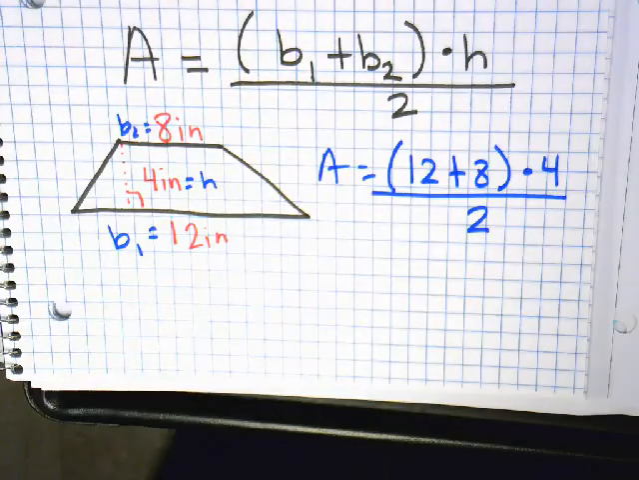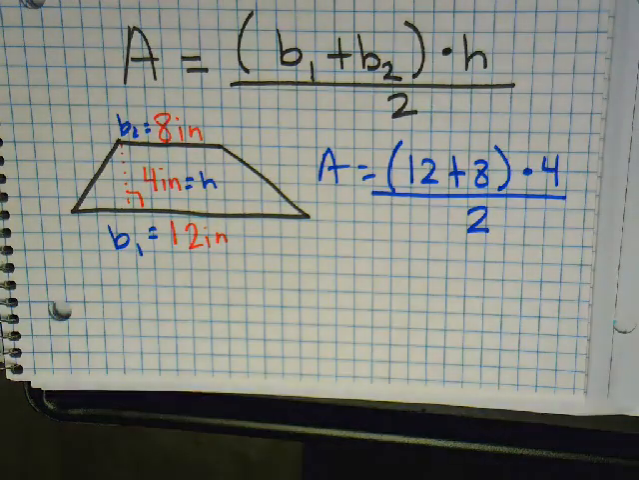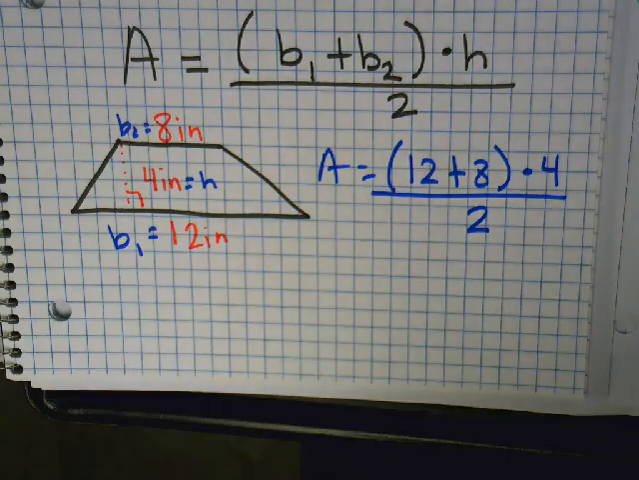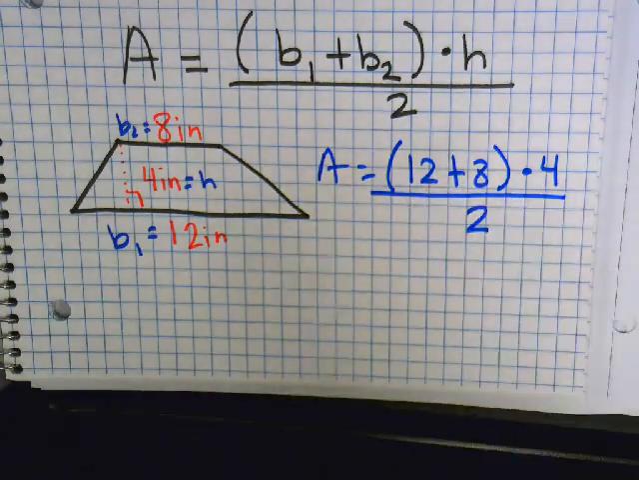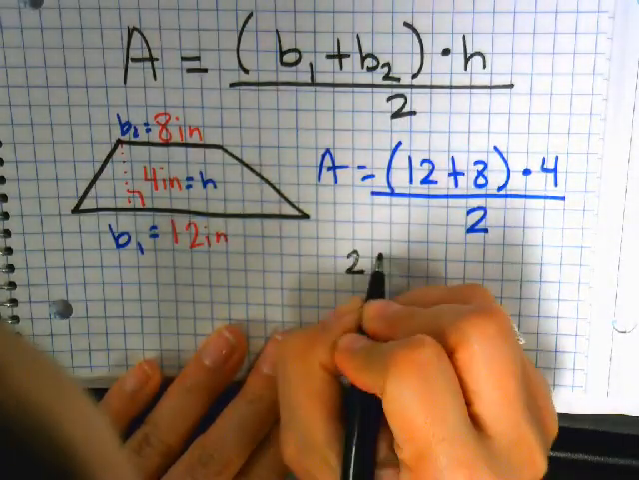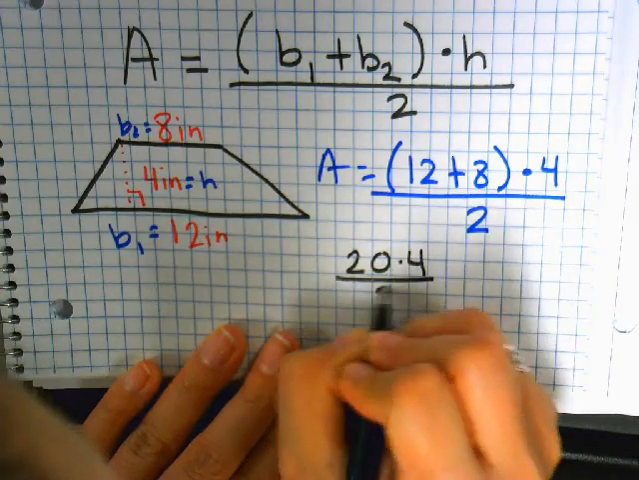2. Okay, so the first thing, the most important thing, in my opinion, is can you plug in the numbers in the correct spot? So I plugged in the 12 and the 8 inside and then the 4. Will I get a different answer if I put them in the wrong spot? Yeah, you will. All right, so what math do I have to do first? Parentheses, which means I have to add. All right, so let's add. What's 8 plus 12? 20. So I have 20 times 4 divided by 2.